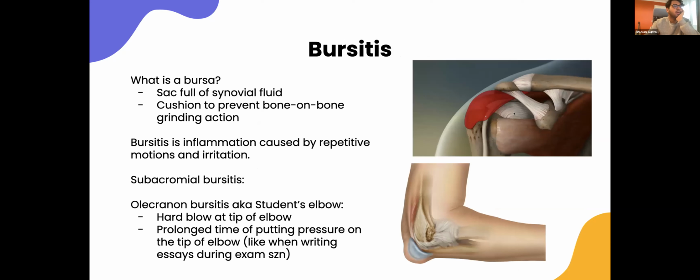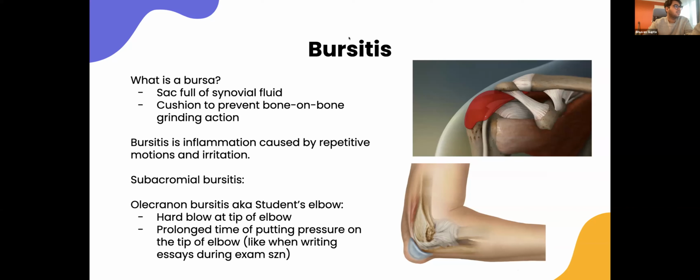Squishy pad of stuff that lubricates your movement. Perfect. It's basically like a sac full of synovial fluid. The aim is to stop any grinding from bone-on-bone action, which is an interesting phrase. And basically, what happens in bursitis is we have inflammation because of a lot of action, a lot of overuse.